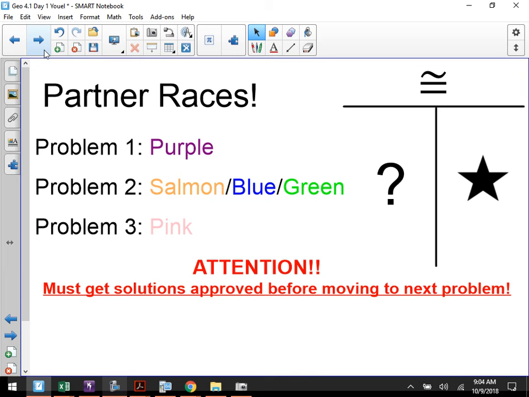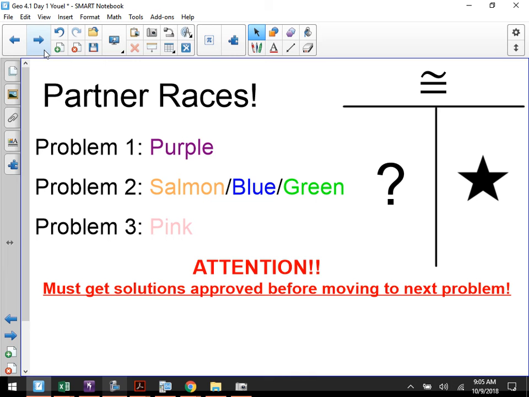All you have to look at right now is the purple set of cards and this congruency chart. You and your partner are going to work together on matching up things from the diagram and putting them in here. You have to get my approval once you have all your purple cards matched up with one another. Raise your hand, I'll come around and check, and then you're allowed to move on to your second problem.